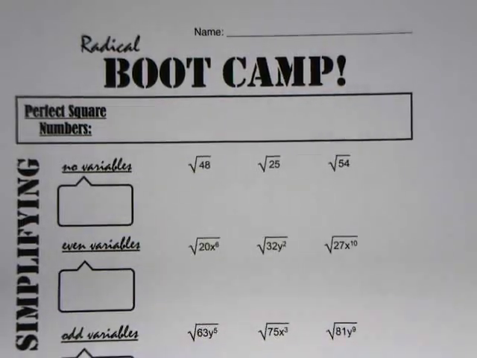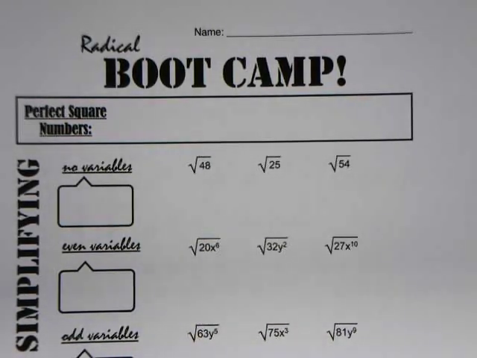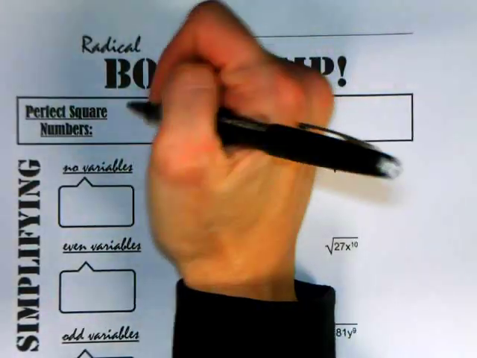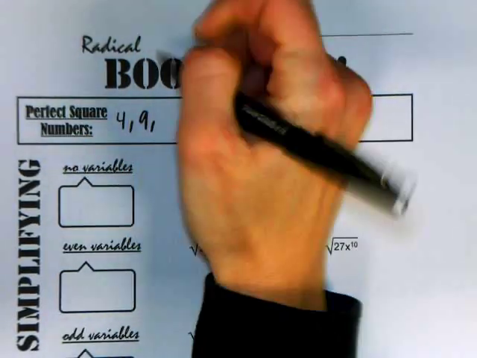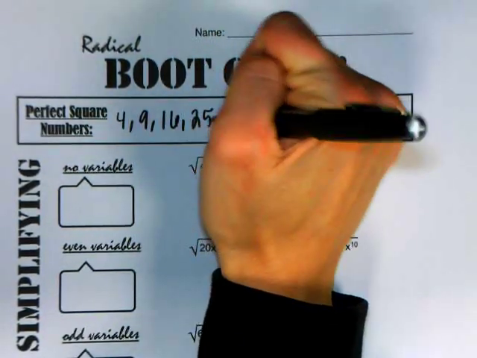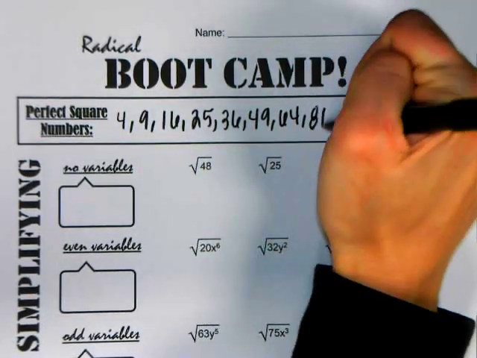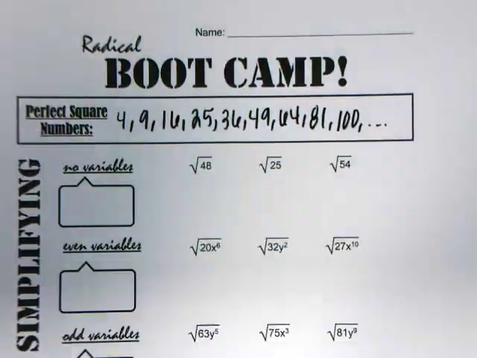All right, so I'm just going to go through this for you to fill in any gaps that you might have. All right, so perfect square numbers. I skip one because we don't ever use one. So 4, 9, 16, 25, 36, 49, 64, 81, 100, and it goes on and on and on.